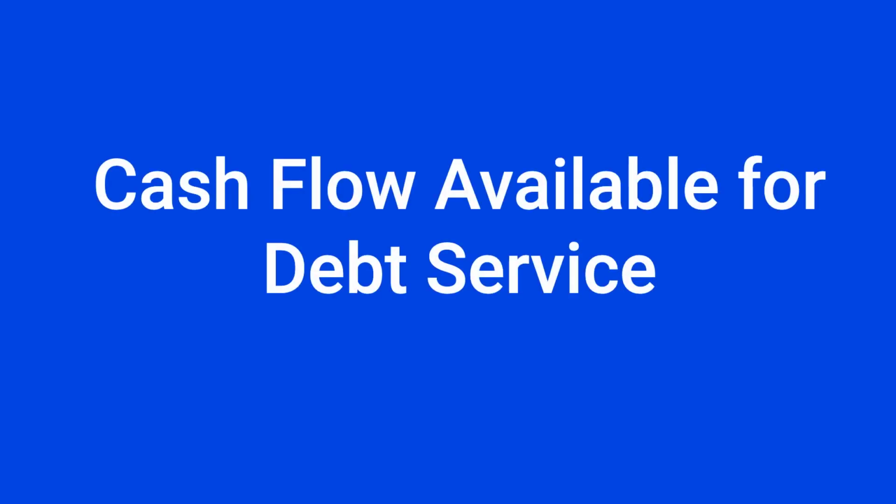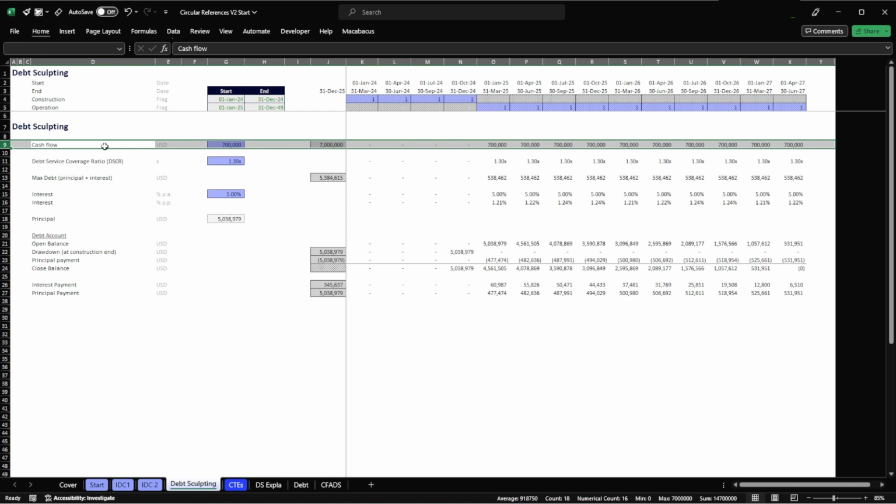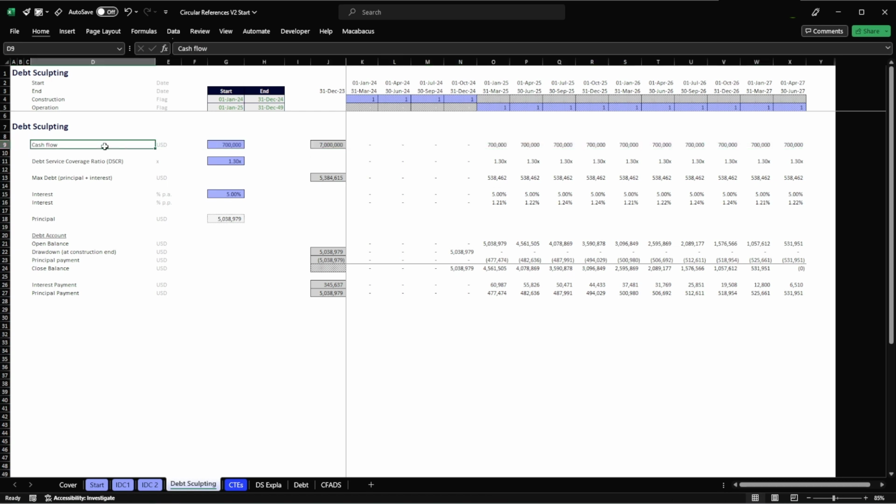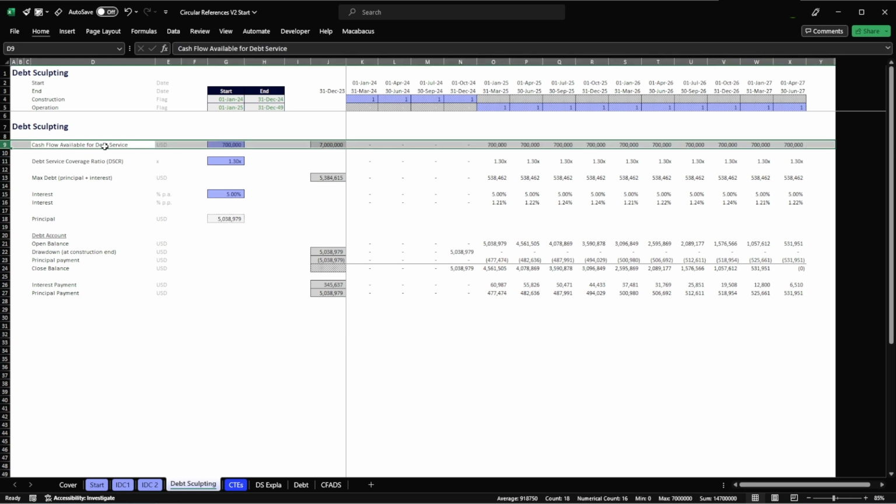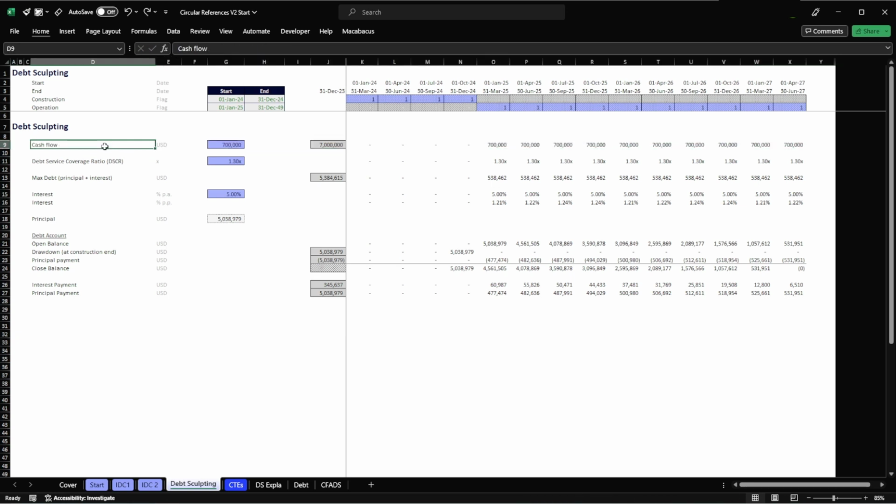So what is the problem here? The problem is with this cash flow, as I said earlier. What is this cash flow here? This cash flow should be the cash flow available for debt service. Sorry, let me just rewrite everything. So it should be the cash flow available for debt service. And how do you calculate it? That's very important. What you were using here was not really the cash flow available for debt service.